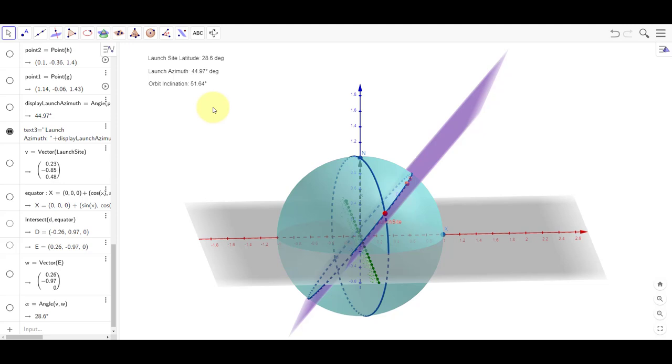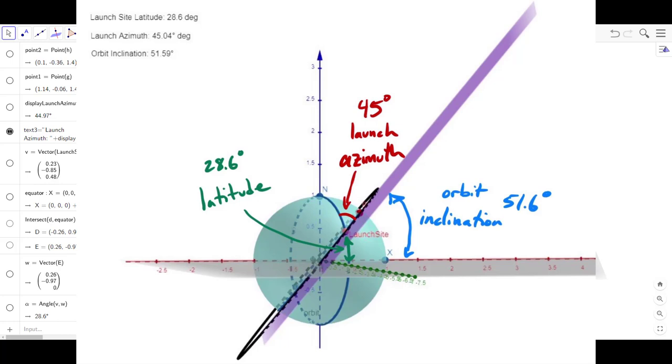Now, the whole purpose of this video is to investigate the relationship between the latitude, the launch azimuth, and the orbital inclination. We'll investigate that at different launch sites and look at the equation, how it relates and how it works. But before I move on, there's one other thing I want to define.